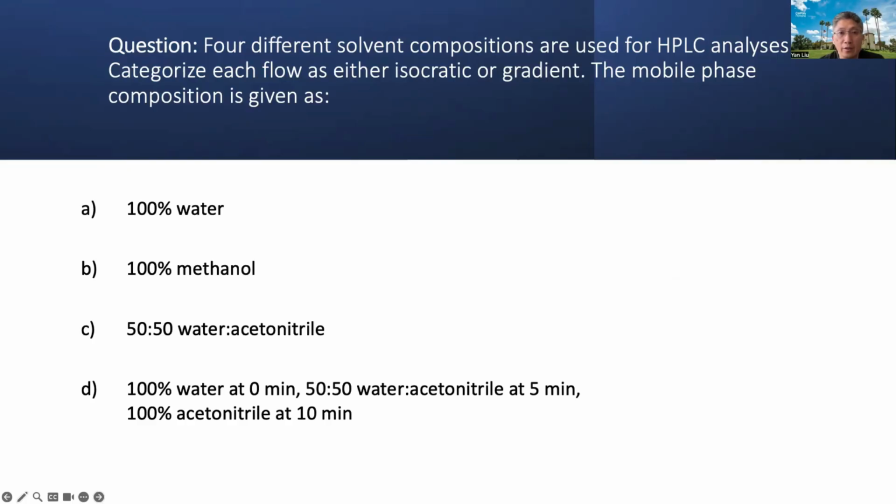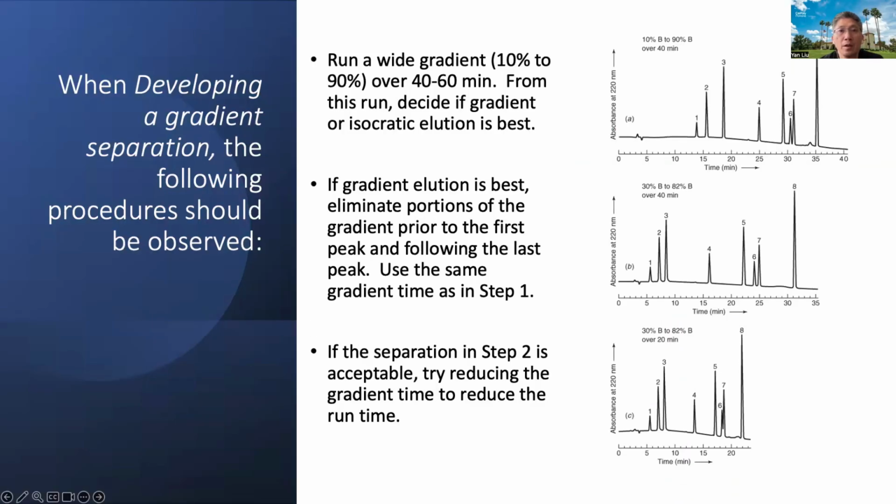Bingo! Yes, you had them correctly. The first three used isocratic run. No change in composition. And the fourth one used the gradient run because it changes its mobile phase composition. The purpose of gradient run is to utilize the difference in mobile phase polarity, which alters the retention of analytes.